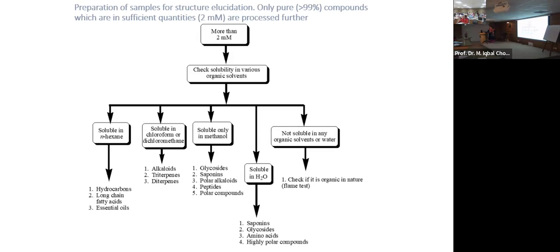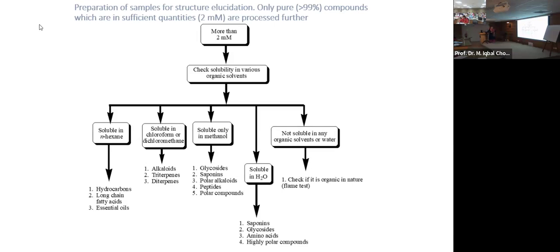Based on the solubility, you can also understand the class of the compound. For example, if your compound is soluble in n-hexane, then definitely it will be hydrocarbons, long chain fatty acids, essential oils, etc.